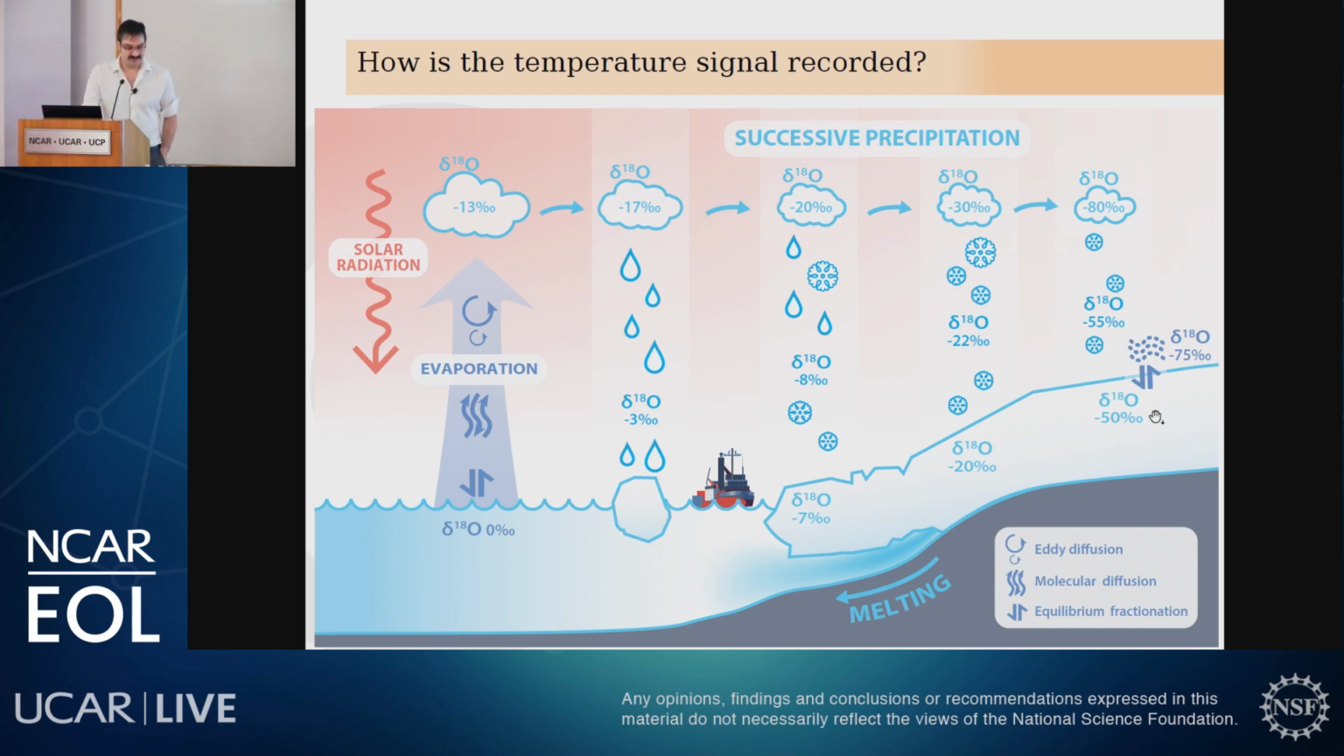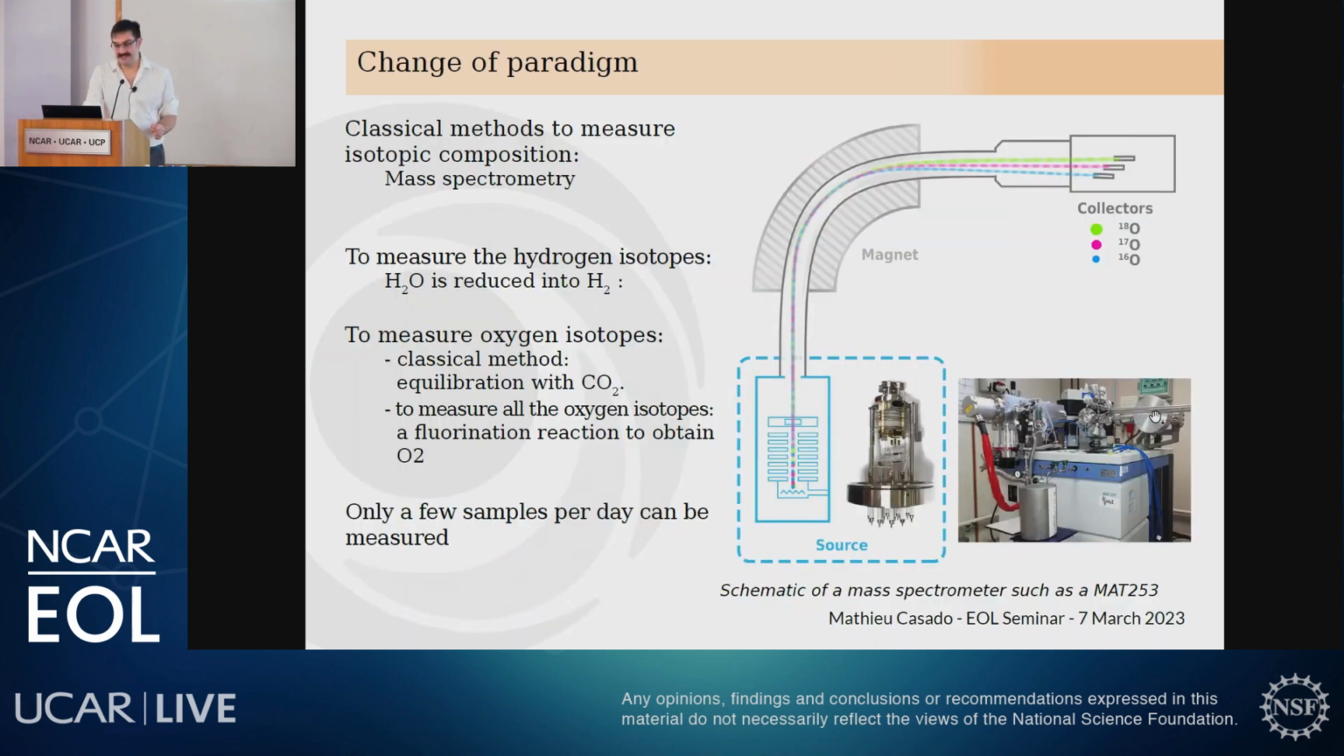Why this was not necessarily done earlier requires going back to how we measure isotopic composition, because there was a big shift in the early 2000s. Classically, isotopic composition was measured by mass spectrometry. This is an example of one of our mass spectrometers in the lab. You have a source that ionizes the molecule, then you shoot it through a magnet, which deviates the molecules and sorts them according to mass. One small problem with water is that it's an extremely sticky molecule, so you cannot put it directly in your mass spectrometer. It has to be converted into another molecule.